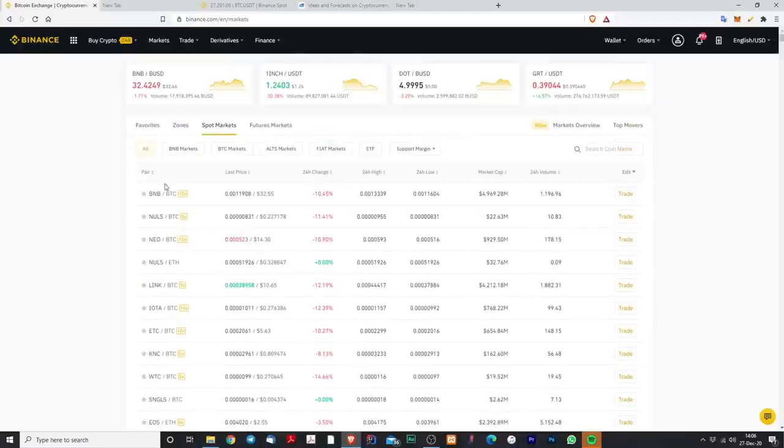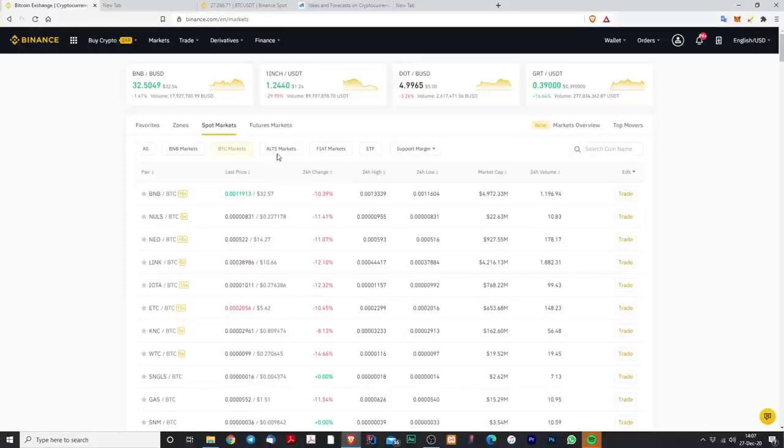And here it says all. So it's showing you different types of coins based mainly on volumes in the last 24 hours and what is popular in the last 24 hours. But you can change things up. If you want to see something specific, you can select, for example, BTC markets. If you click on BTC markets, it's showing you all the other altcoins that are paired with Bitcoin. So BNB to BTC, NEO to BTC, Chainlink to BTC, IOTA to BTC, and so on and so forth.